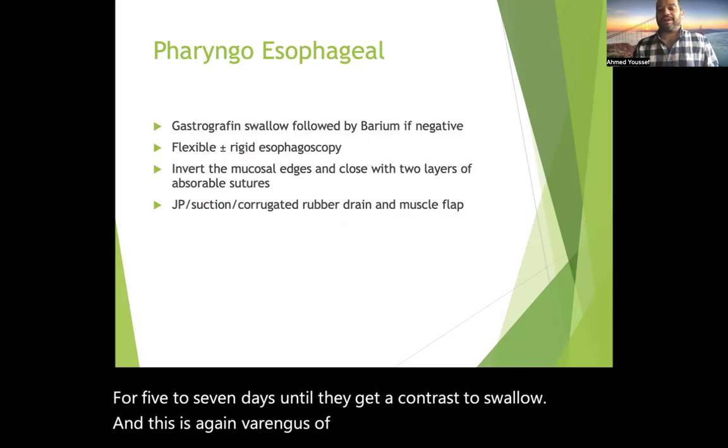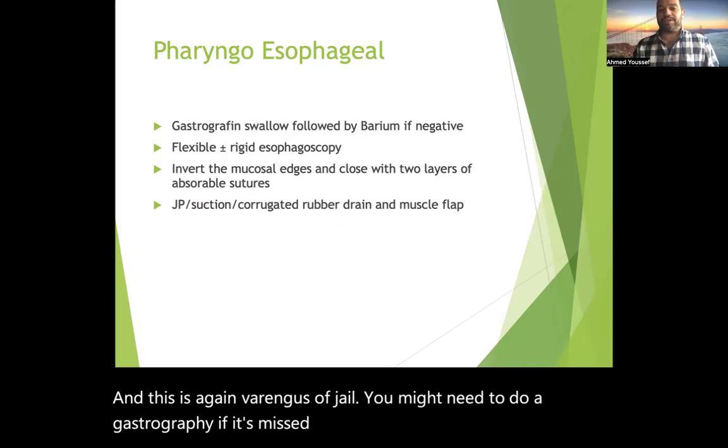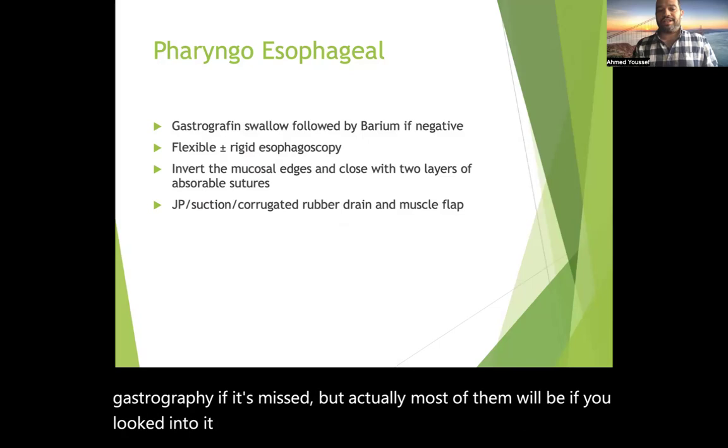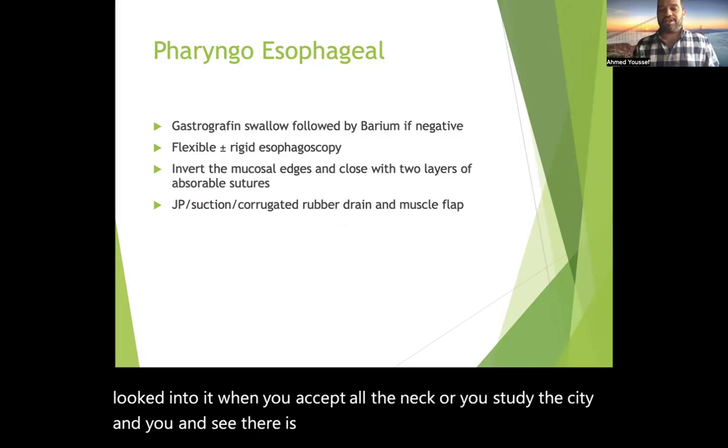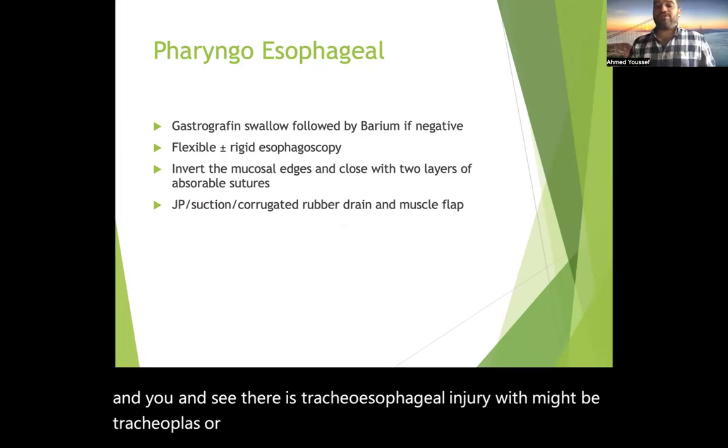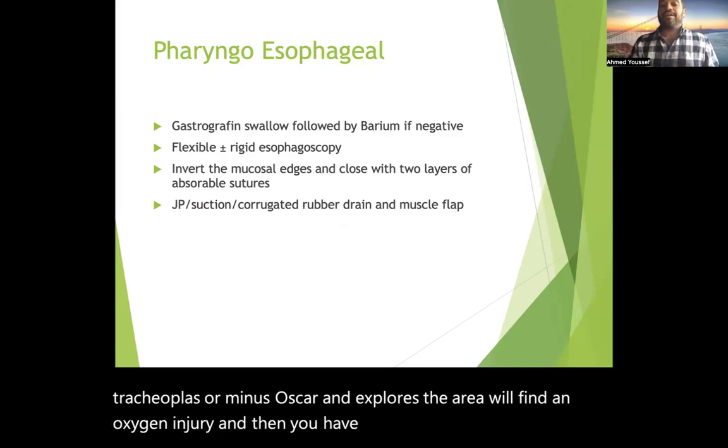You might need to do a gastrografin if it's missed, but actually most of them will be found if you look into it, when you explore the neck or you study the CT angio and see there is a tracheoesophageal injury, might be tracheal plus or minus esophageal. Explore the area, you will find an esophageal injury, and then you have to repair it.